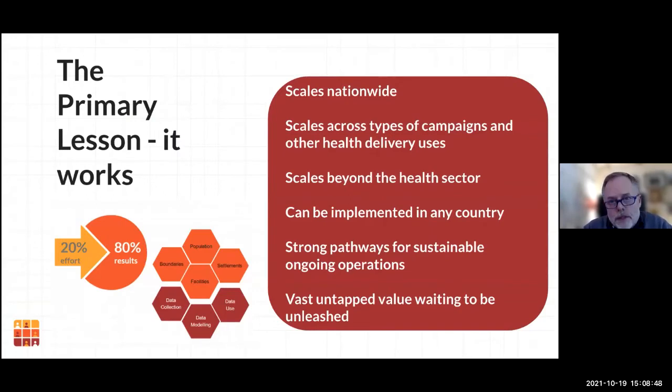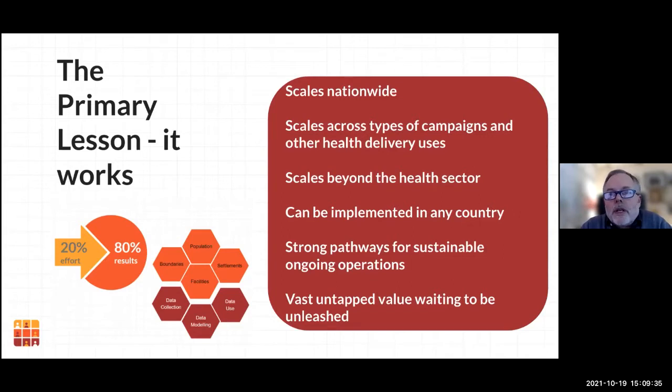So in conclusion, the main lesson that we've learned from 4 years of picking up this challenge from our donors to see if we could extend the Northern Nigeria polio model across sectors, across countries, is that it does work. It definitely scales nationwide, and you'll hear about that from some of the panelists that are coming up. It scales across different types of campaigns, different health delivery uses, beyond the health sector. We have a lot of users in education, for example, financial services, any kind of sector where somebody is trying to reach people in a particular place can benefit from these data.